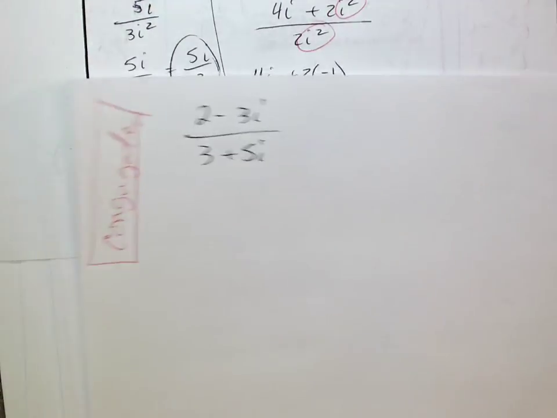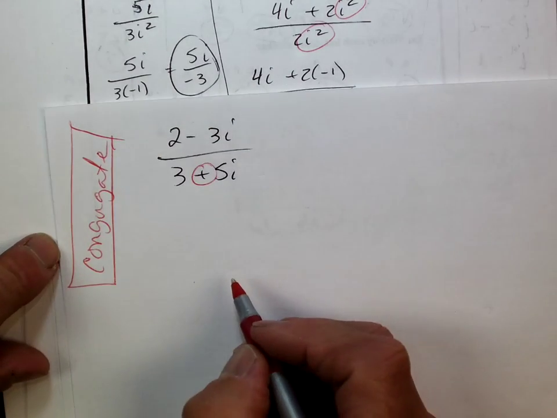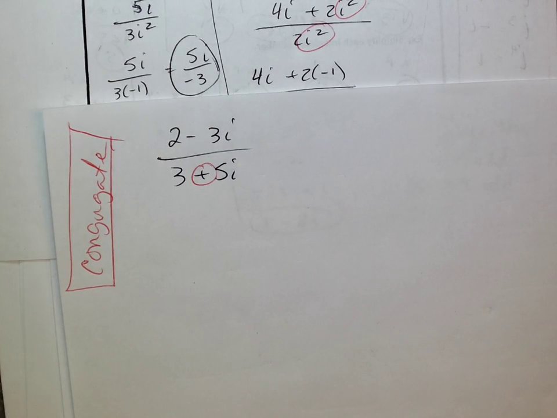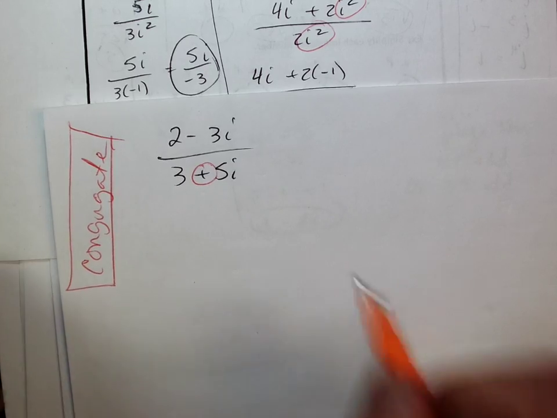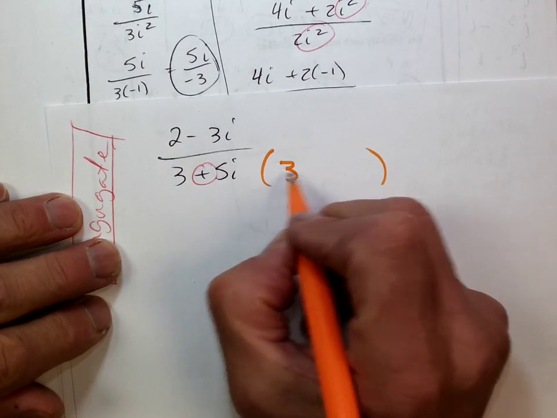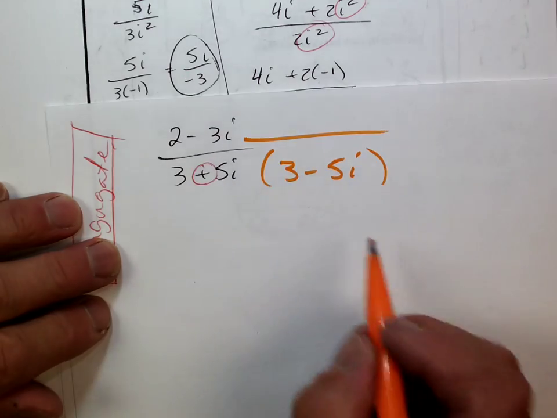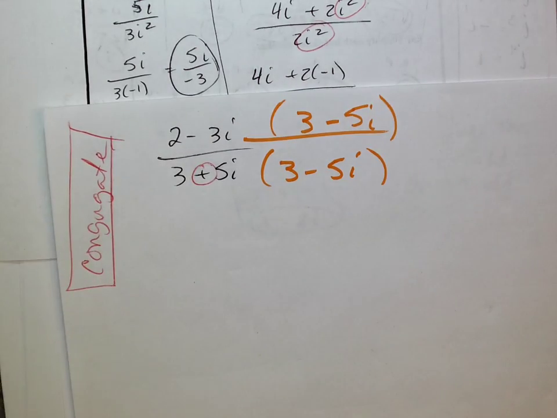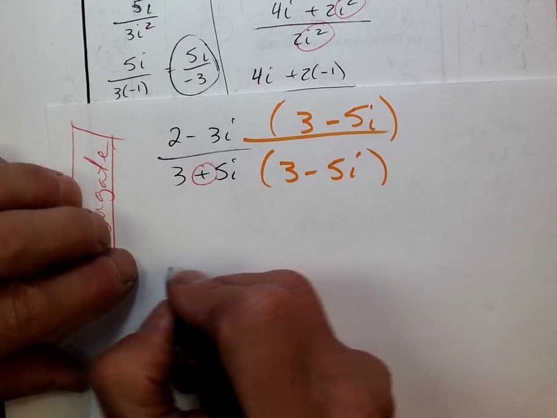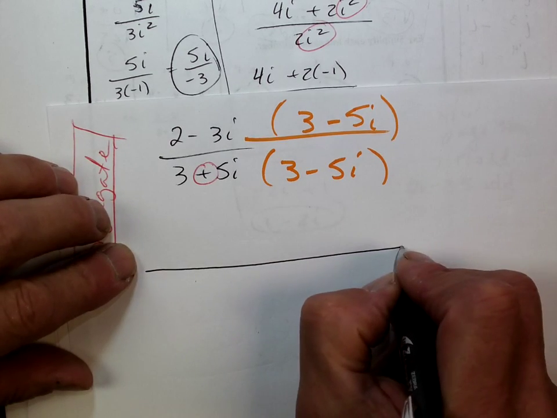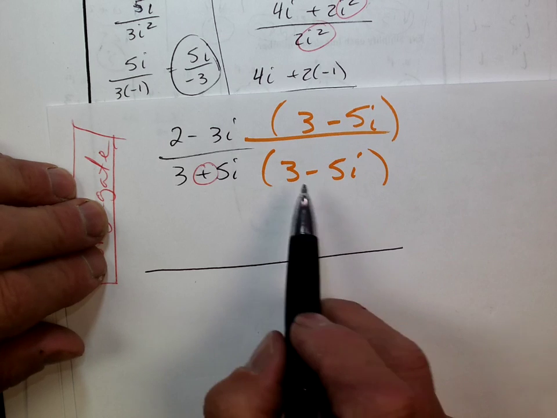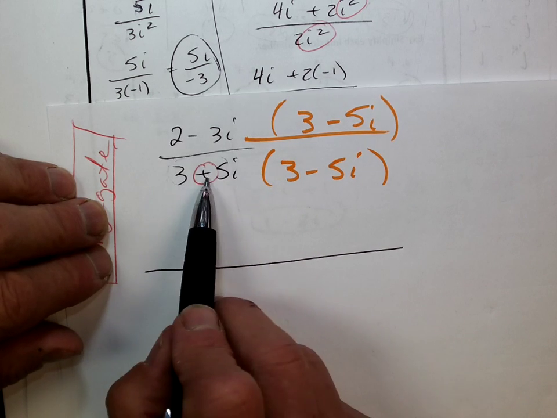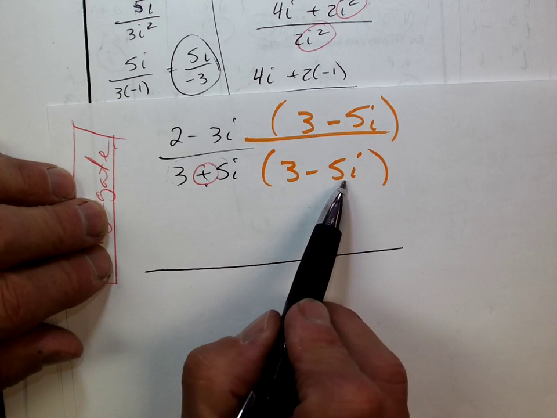What is it? It's going to be the opposite of that. Opposite. So I'm going to multiply both top and bottom by, you ready? 3 minus 5i. We did this with square roots a long time ago. Remember how we did this with square roots? Now this is a good problem. This is a hard one. Alright, so multiply top and bottom by the opposite, 3 minus 5i.